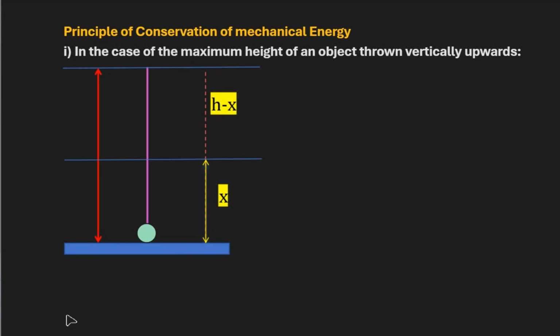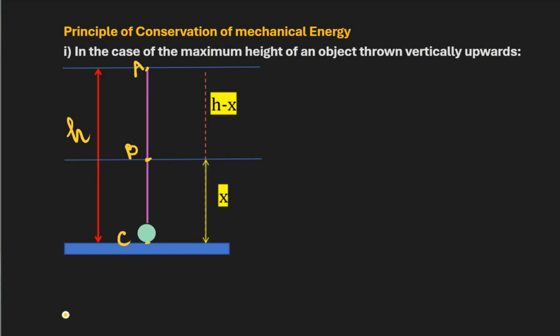Now it's time to understand the principle of conservation of mechanical energy. Very first case, maximum height. Here the red line represents the maximum height. Let's say this is the maximum height h, and this is the C point, this is the B point, and this is the A point. The maximum height is h.